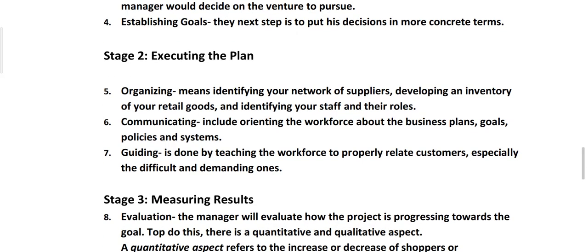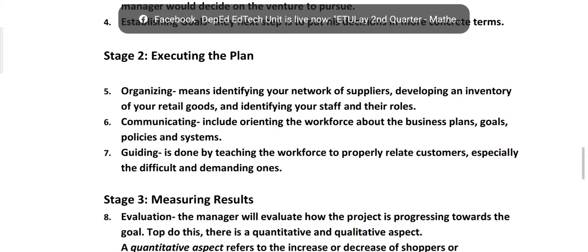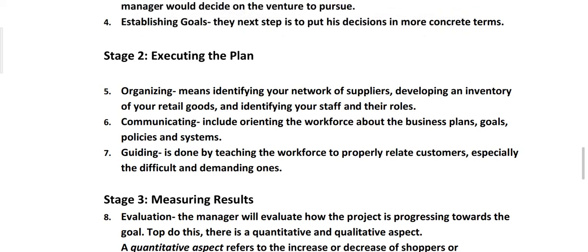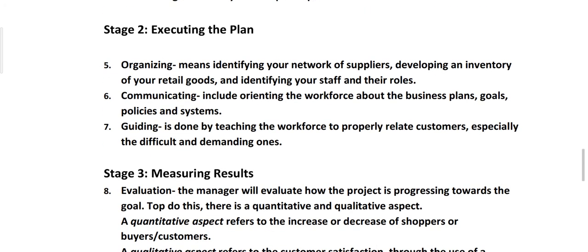Okay, so kailangan mabigay mo na yung mga roles or kailangan gawin ng employees mo. Okay, let's say yung isa focus sa pagtatawag ng customer, yung isa magbibigay ng flyers sa limbawa. Okay, so dapat meron na silang different roles. Communicating, it includes orienting the workforce about the business plans, goals, policies, and system.